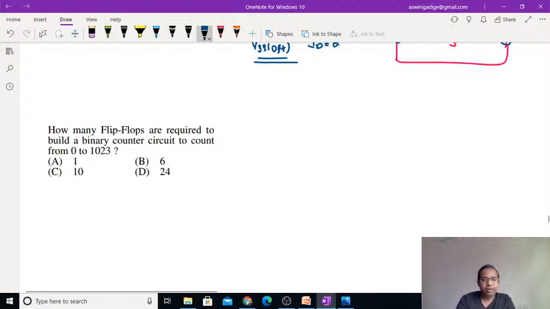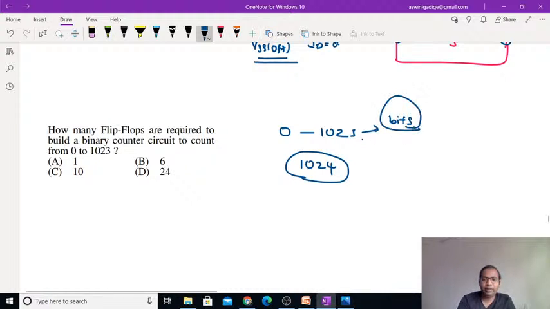Next, how many flip-flops are required to build a binary counter circuit to count from 0 to 1023? That means totally how many counts can we do here? Total 1024 counts we can do. So 1024 counts means actually 1023 is the maximum count. How many bits do we require to represent 1023 or 1024?